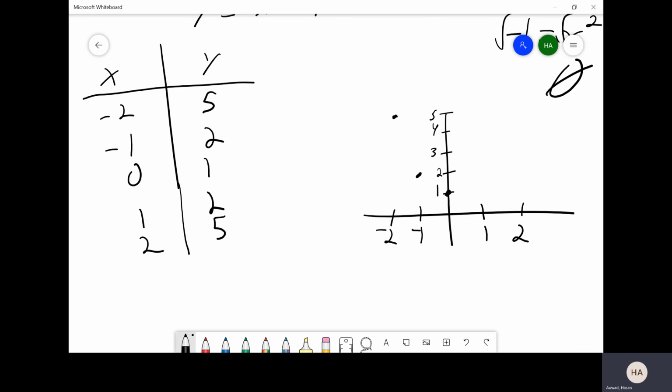So 0, 1 is 0 on the x-axis and 1 up on the y-axis, right? So as such. And then we start going back up, right? 1, 2. That's going to be right here. And then 2, 5, which is once again right over here. It's not necessarily drawn to scale, but I think you guys get the picture that we can see that x squared plus 1 never touches the x-axis.